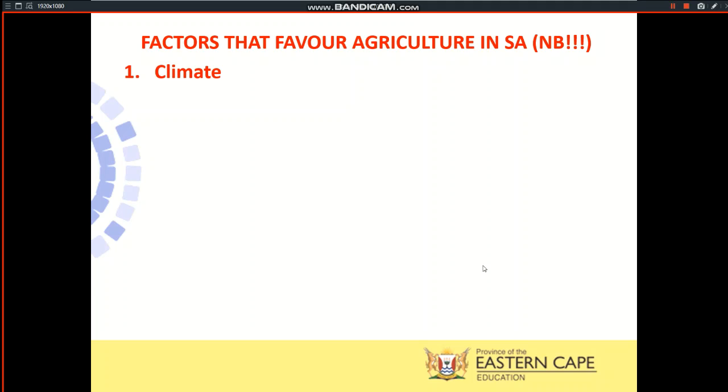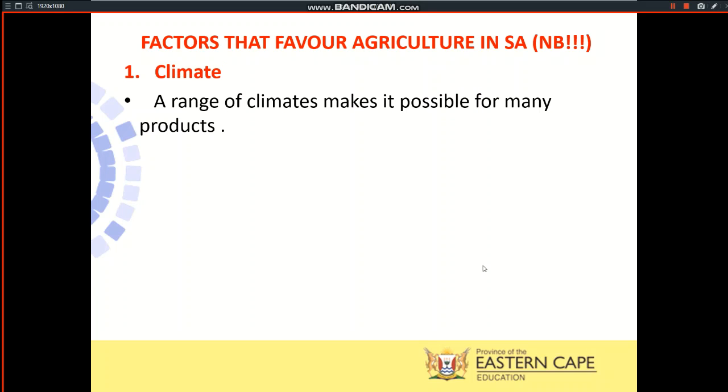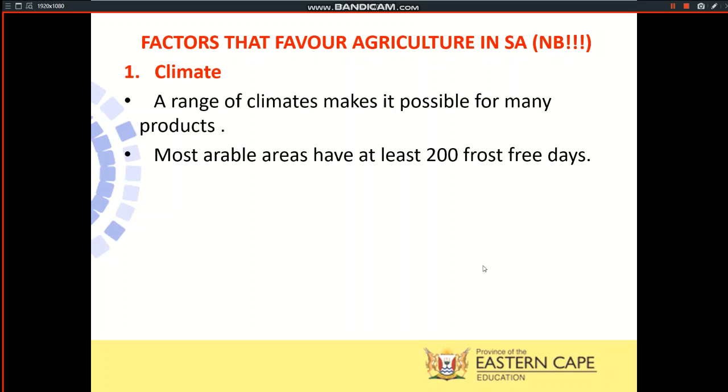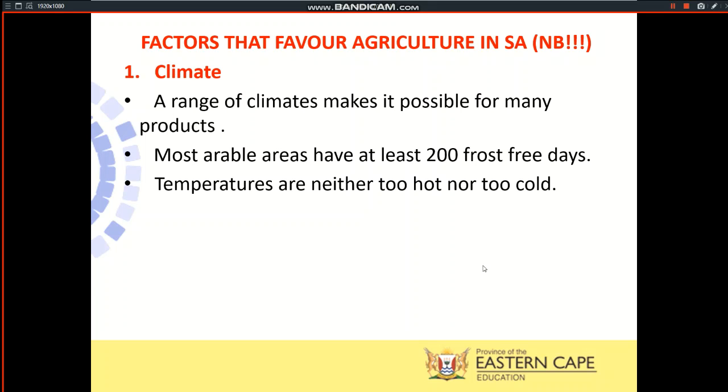Climate. You've got a favorable climate that favors our agriculture. A range of climates makes it possible for many products to be farmed, right? Most arable areas have at least 200 frost-free days. In other words, frost does not basically influence the farming. There are 200 frost-free days, and because of that it favors good farming conditions. Our temperatures are neither too hot nor too cold.